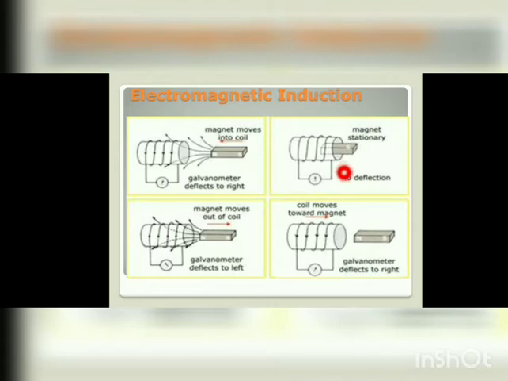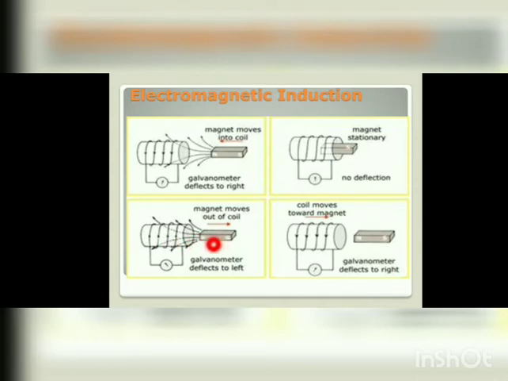Now, just look at the second figure. Here, the magnet has reached inside the coil. Now, the magnet is at rest. It is not moving. It is stationary. Just look at the galvanometer needle. Yeah, it does not show any deflection.